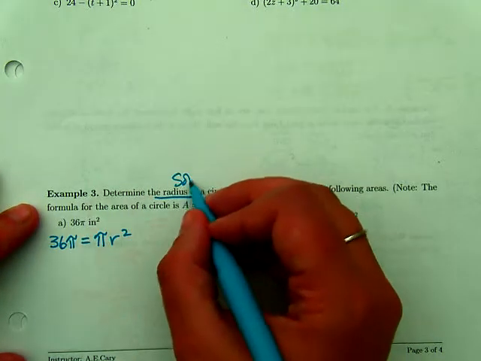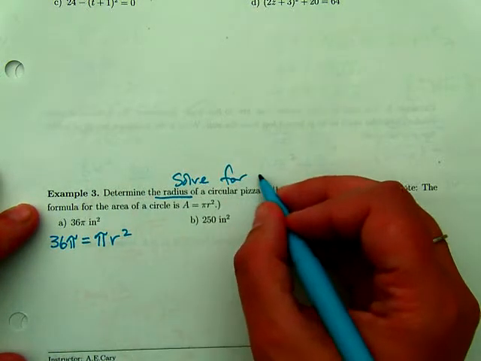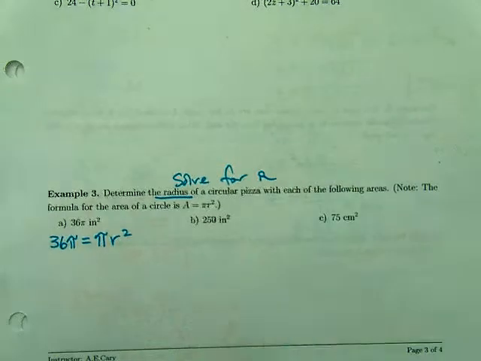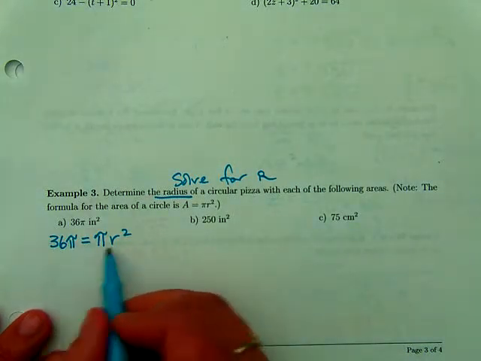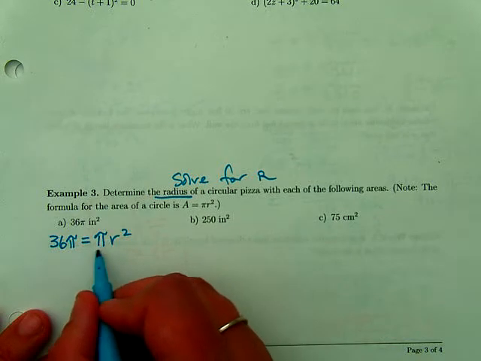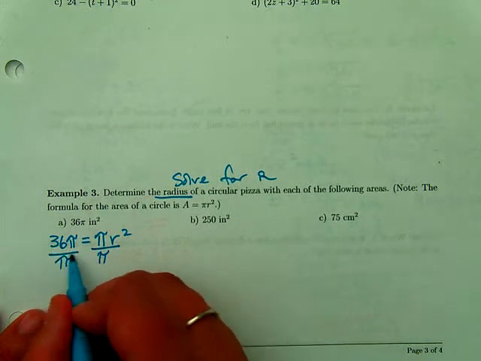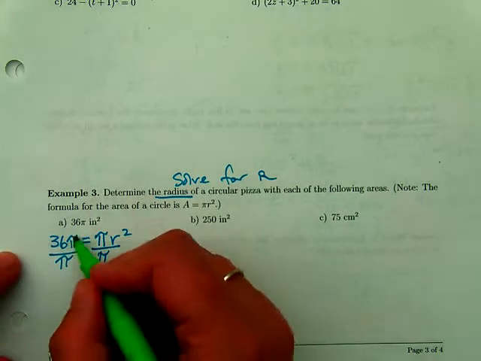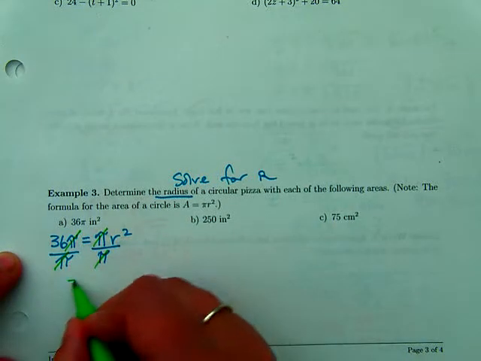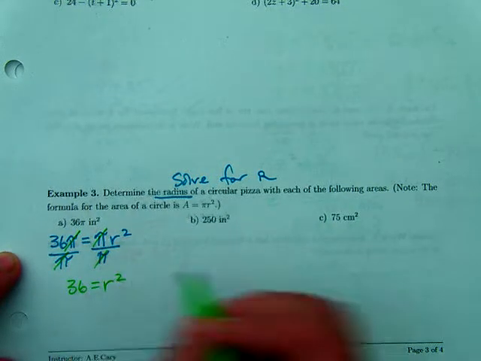We want to solve for r. Okay? To get r by itself, the first thing I can do is get rid of pi. Well, it's multiplied, so the opposite of multiplying is dividing. What's pi divided by pi? It's actually 1, right? So these cancel, leaving 36 equals r squared.